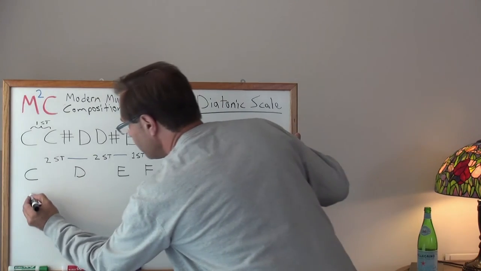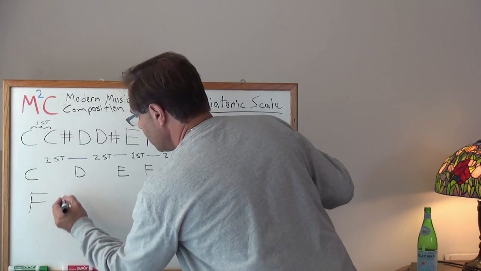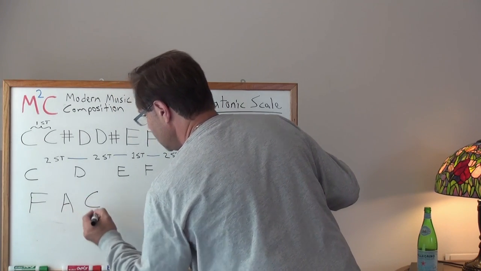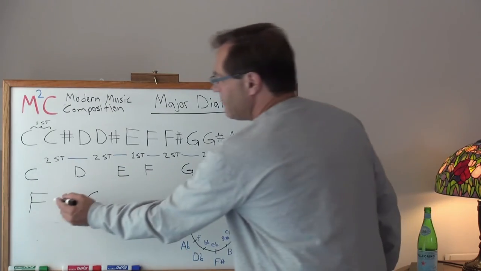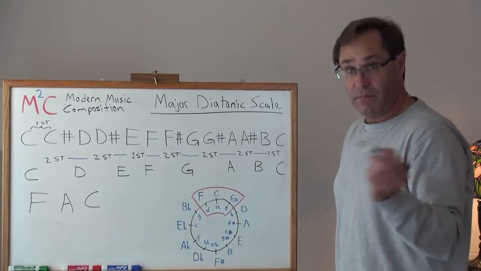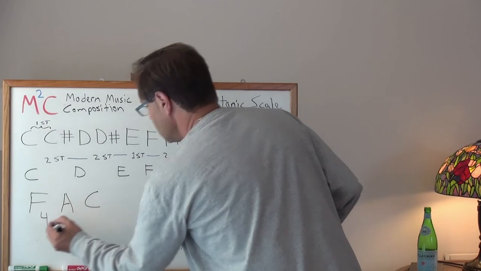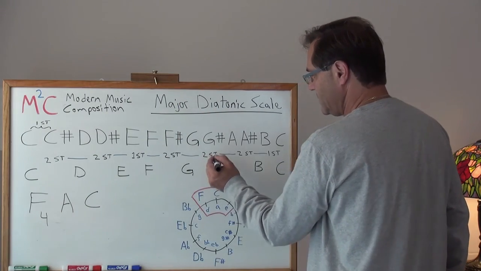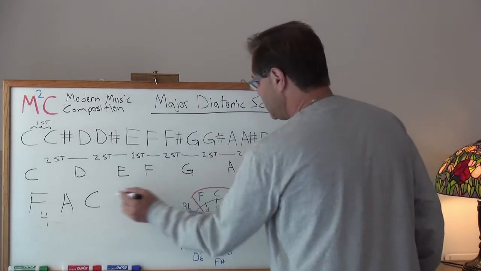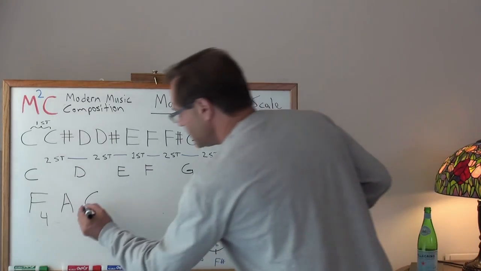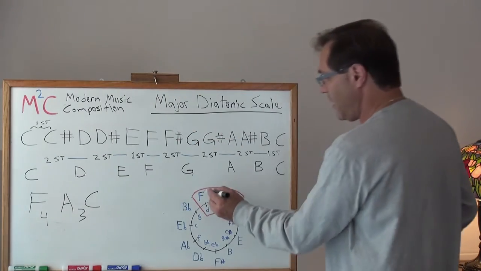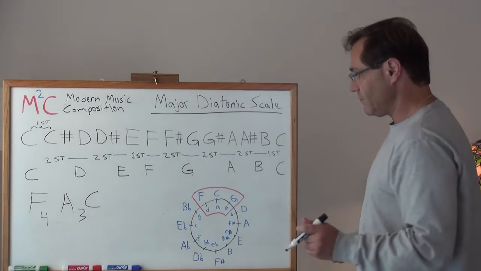Let's go to F, A, C. Between F and A, that's 4 semitones, right? We got 2 and 2. Between A and C, that's 3 semitones. That's a major chord. F major.